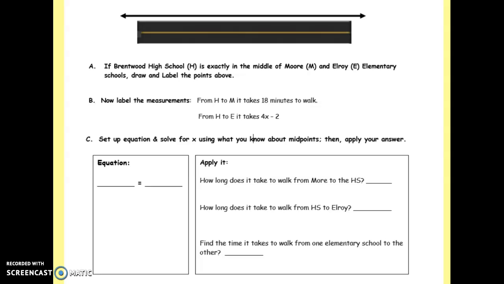All right, if you take a look up here at the top, we've got a picture of a road, and I've put a little line above it so that you can see how we're going to plot our points and how we're going to label it. So let's say A says the scenario. It says if Brentwood High School is exactly in the middle of Moore and Elroy Elementary Schools, draw and label the points above.